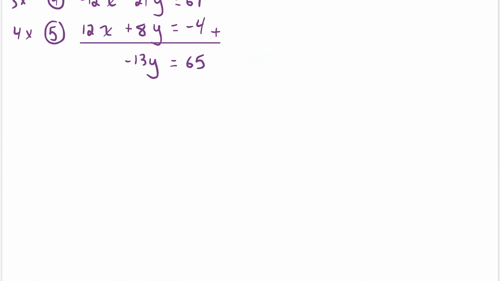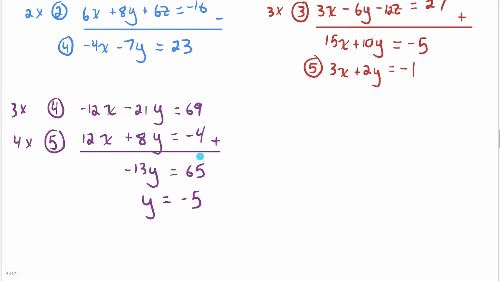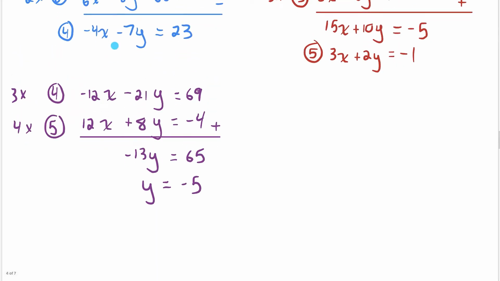We can find the coordinates just by continuing to solve. We can divide the negative 13 to the other side. 65 divided by negative 13 is negative 5. And now let's continue finding the x and z value of this single point that satisfies all three equations. So I can take this y value of negative 5 and sub it back into equation 4 or 5, the multiplied version or the original versions, it wouldn't matter. Let's sub y equals negative 5 into equation 5.